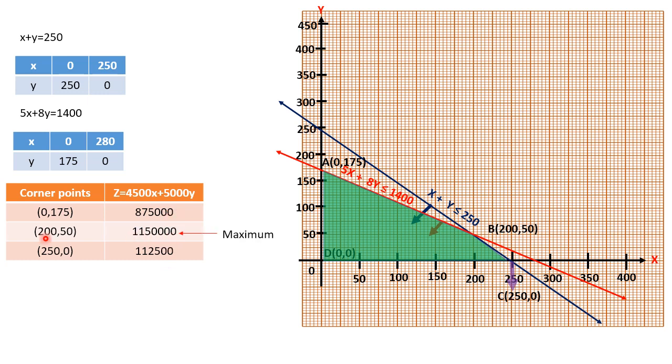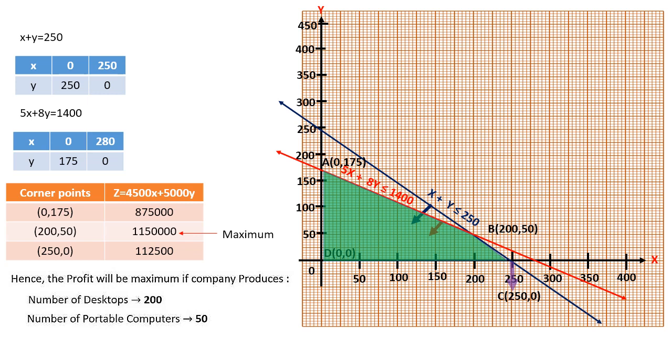So 200, 50 is the corner point here. So let's write the conclusion. The profit will be maximum if the company produces 200 desktops and 50 portable computers. X is 200, Y is 50. So 200 desktops and 50 portable computers, and the maximum profit is 11,50,000.